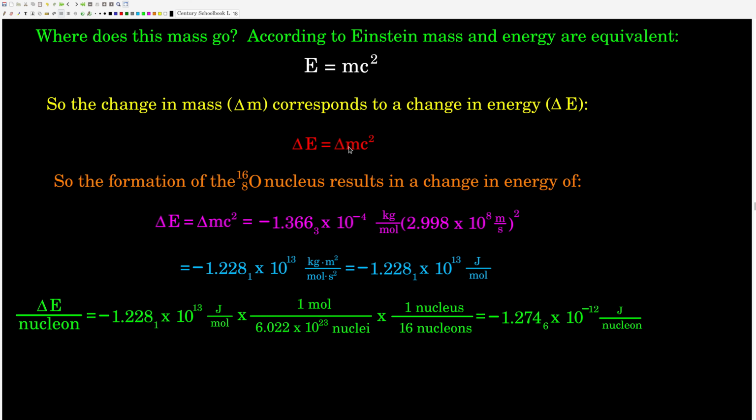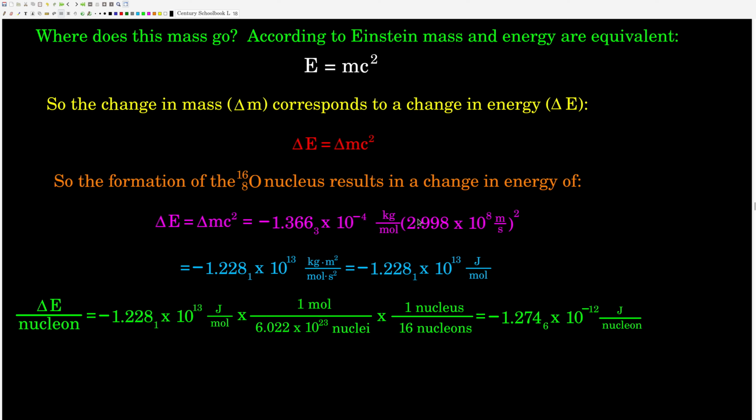We know delta m, we just calculated it for the formation of, in our thought experiment, an oxygen 16 nucleus from its constituent protons and neutrons. The change in mass was negative, and I converted this to kilograms per mole, by the way, by dividing by 1,000.